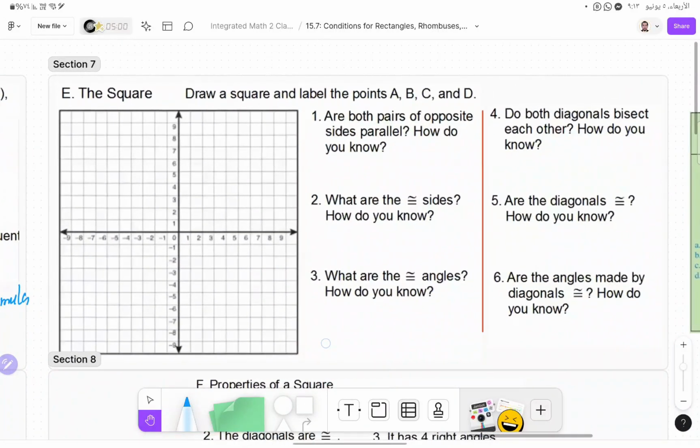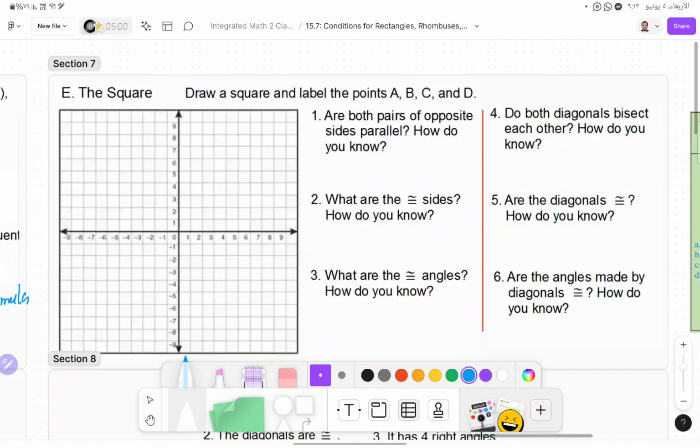Now let's go to the last one, which is the square. As you can see, just draw any random points. I will put one here, one here, and I will just make it small so everyone understands what I'm talking about. Now this one is A, B, C, and D. Are both pairs of opposite sides congruent? Yes, they are congruent, because they never intersect.